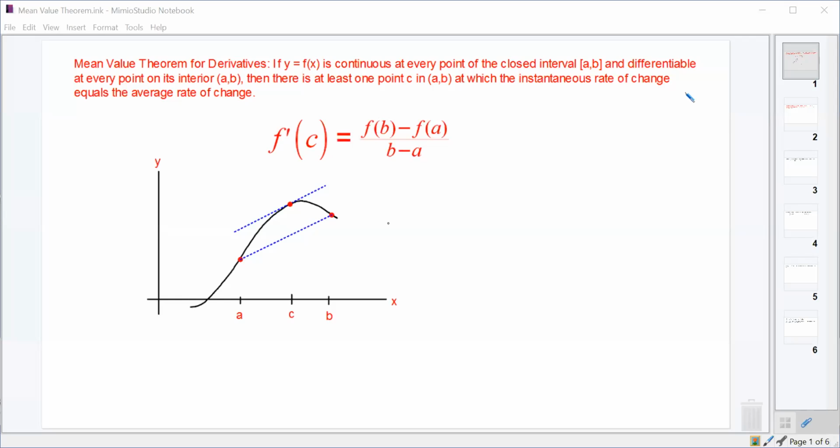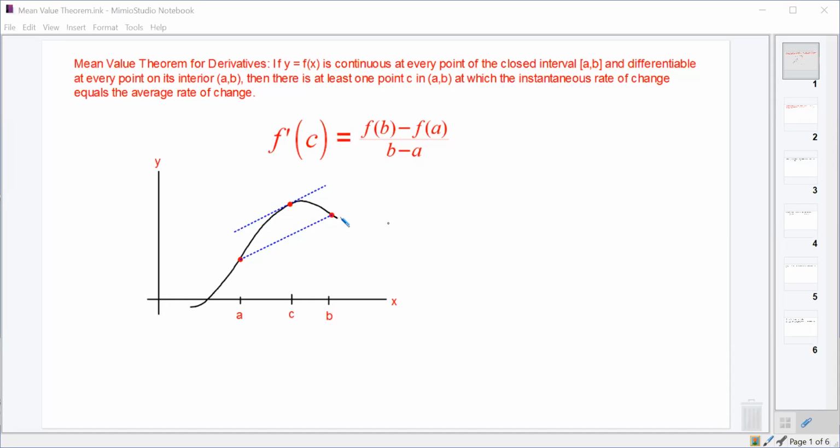So the mean value theorem for derivatives states that if we have a function that is continuous on a closed interval and that it's differentiable on an open interval, and it's got to be the same interval, then there must be at least one point somewhere between A and B, somewhere on that interval, where the slope of the tangent line is parallel to the slope of the secant line that goes through the endpoints of the interval. It sounds a little confusing.